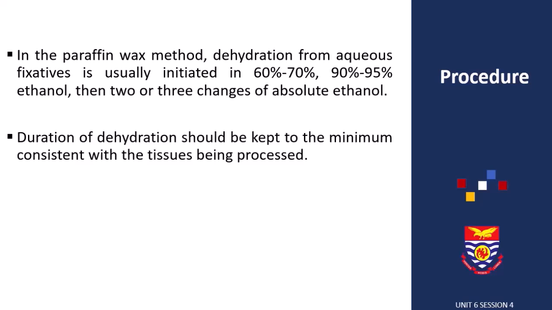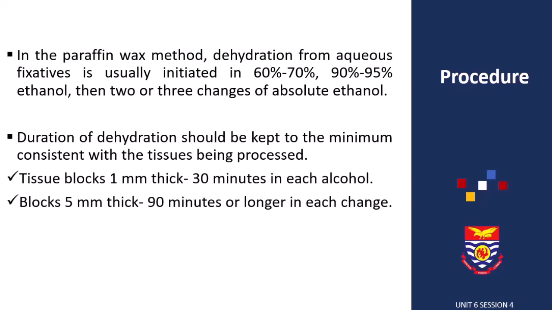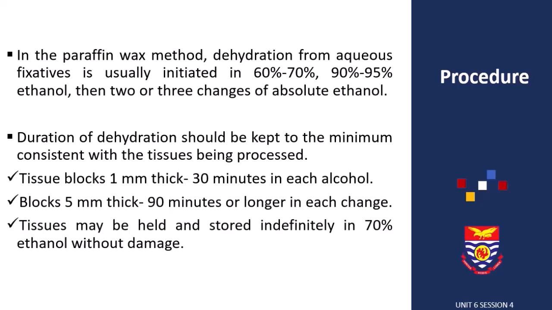The duration of the dehydration should be kept to the minimum, which will be consistent with the tissues being processed. The tissue blocks, which are 1 millimeter thick, are normally kept for 30 minutes in each alcohol, whilst for 5 millimeter thick, they are kept for 90 minutes or longer in each change. One thing we have to note about the use of ethanol is that tissues can be held and stored indefinitely in 70% ethanol without causing damage to the tissue.